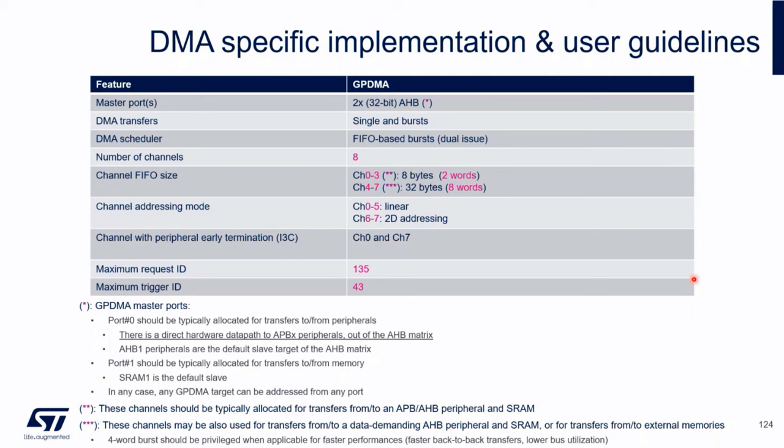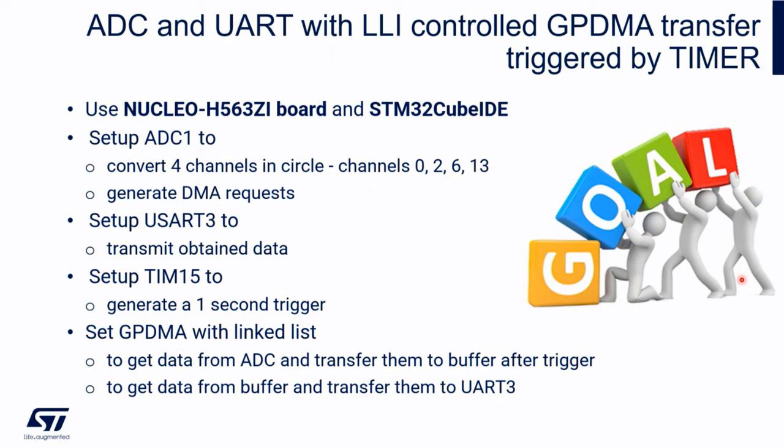Again, we have 8 channels. Some of the channels have a small FIFO size, because for most cases it's not necessary to have a big FIFO, and some other channels have a larger one. So it's up to you. If you need a larger FIFO, you use a different channel number, but you can assign any peripheral to any channel you want. Okay, so we will use ADC1 to convert four channels in the continuous mode, and we will generate the DMA requests.